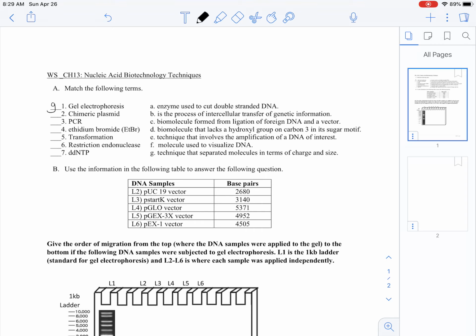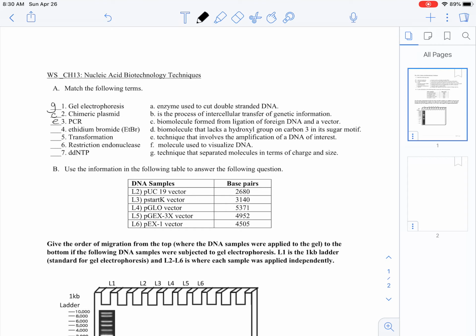Number 2 is the letter C. A chimeric plasmid is going to be a biomolecule that is formed from the ligation of foreign DNA and a vector. Remember, a vector is also called a plasmid vector. 3, PCR is the letter E. This is a technique that involves the amplification of the DNA of interest. Remember that this is only a segment.